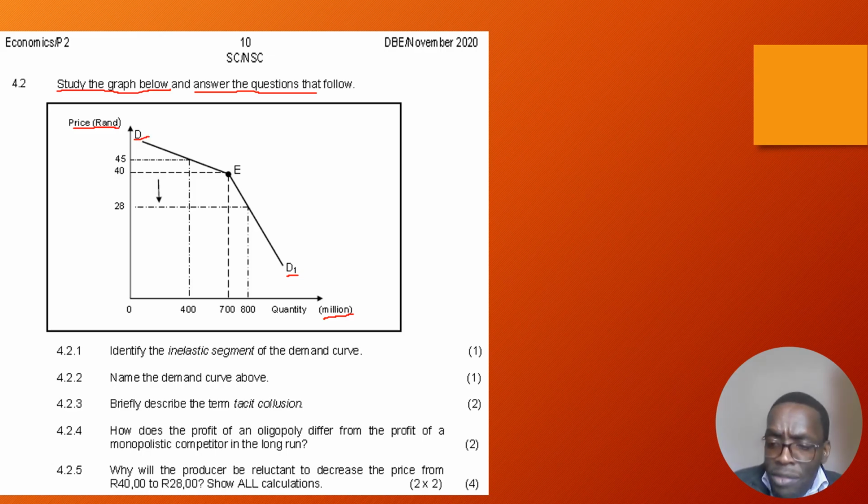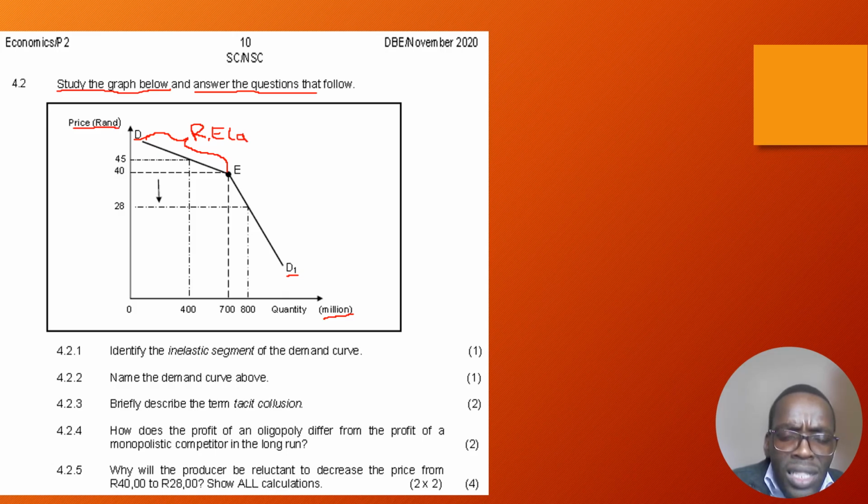So it means I have two demand curves there. Now in this demand curve that is indicated D, we said this top part here represents relatively elastic demand. Okay, that's what we now know.